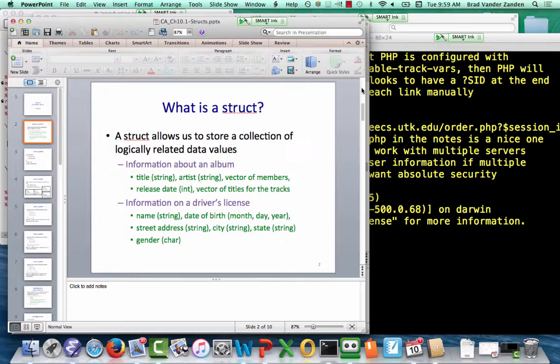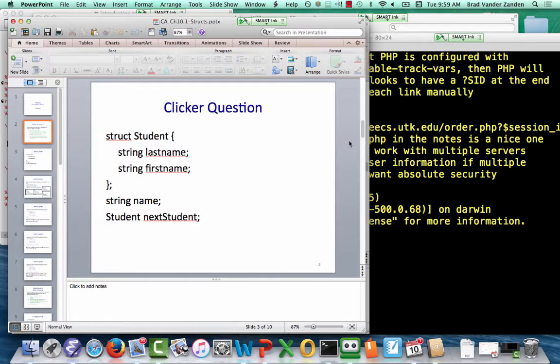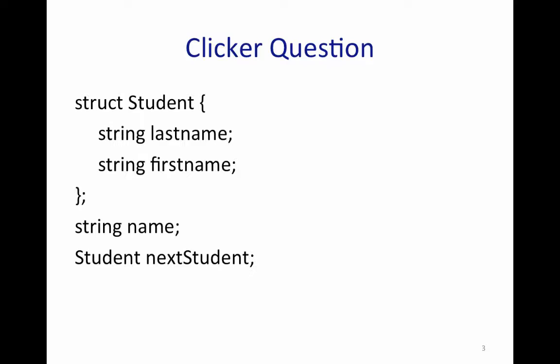Okay, so suppose I have this set of declarations right here, and I want you to assign the last name field of next student to name. So it's going to require you to do a little generalization from what I just told you.